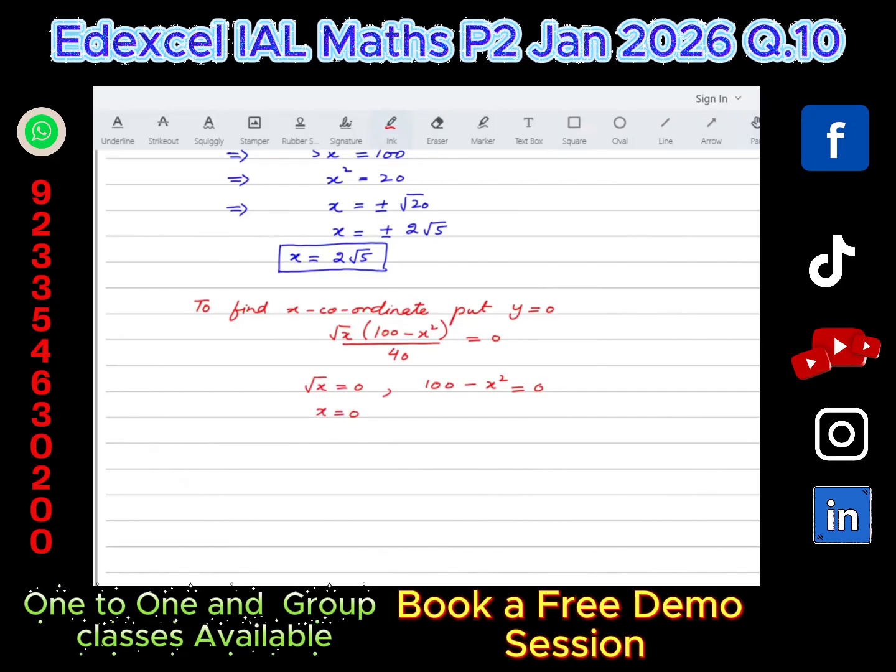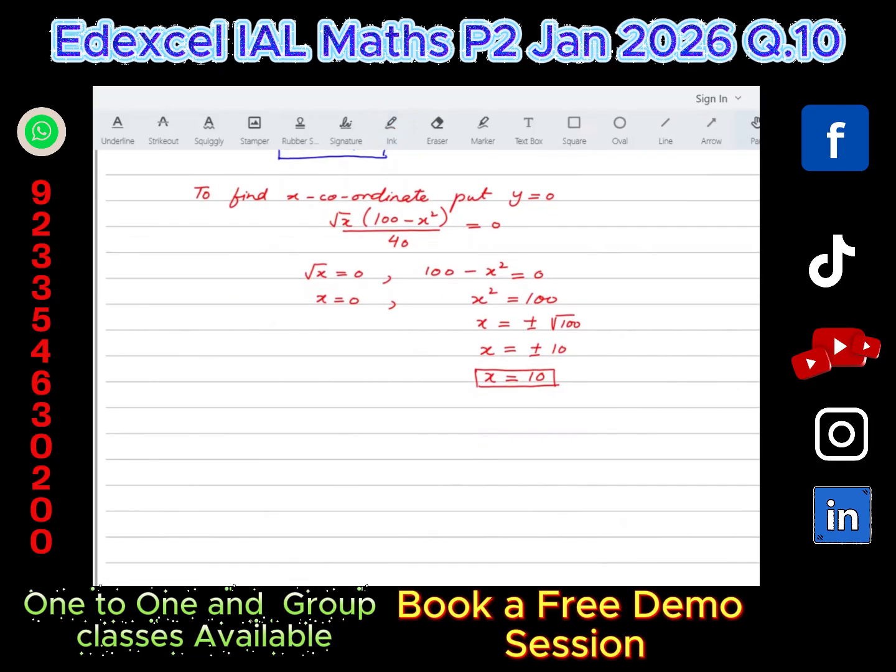This is x is equal to 0, and it gives x squared is equal to 100, which is x is equal to plus minus square root 100, which is 10. Now, the value of x is positive because this point lies on the positive x-axis. So we take x is equal to 10. This is the point where the curve meets the x-axis.